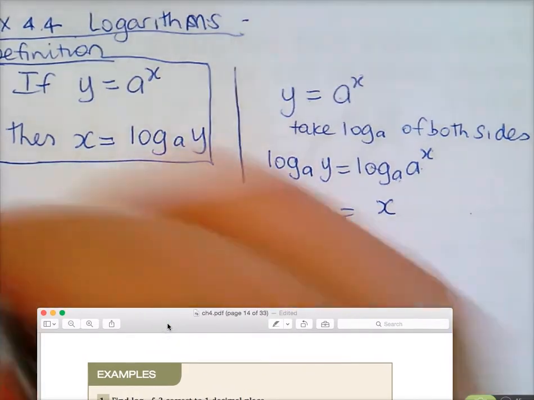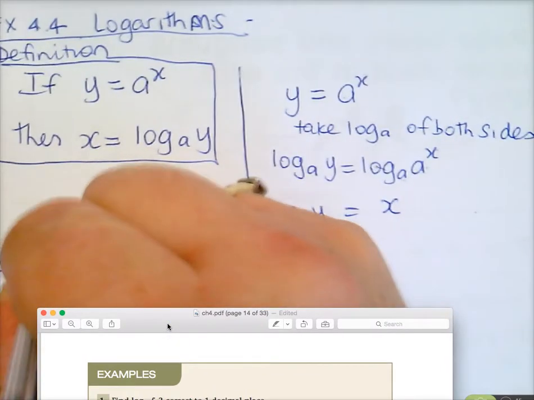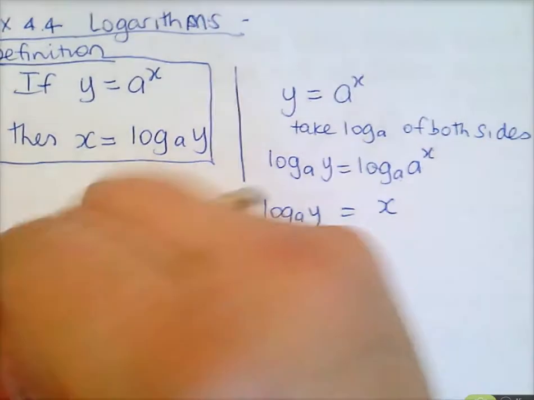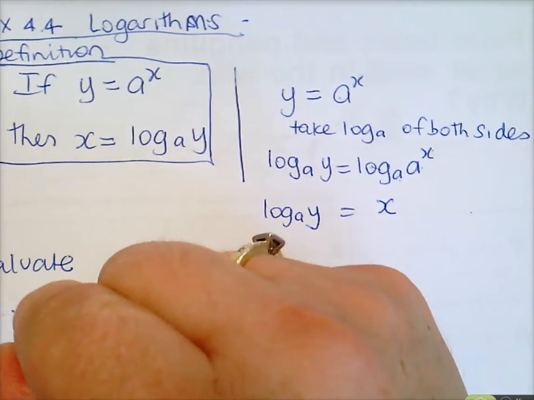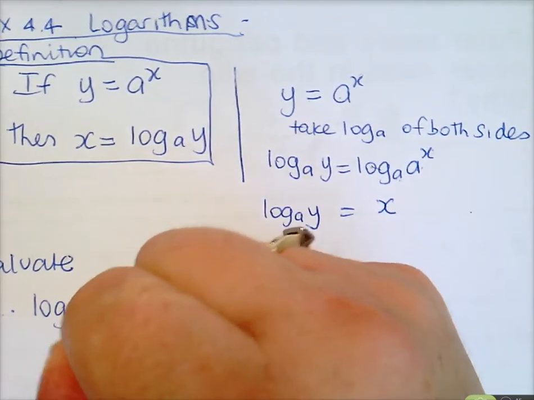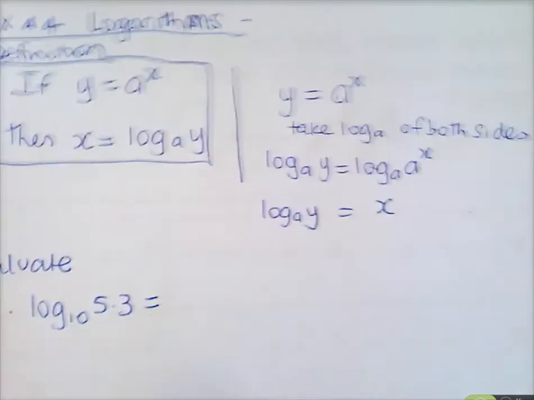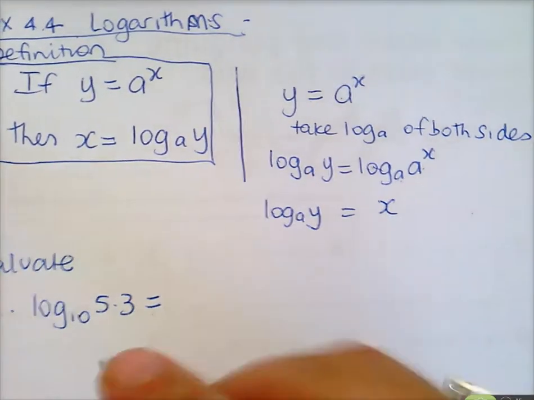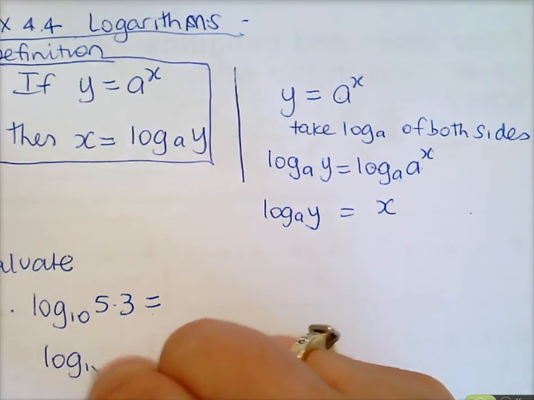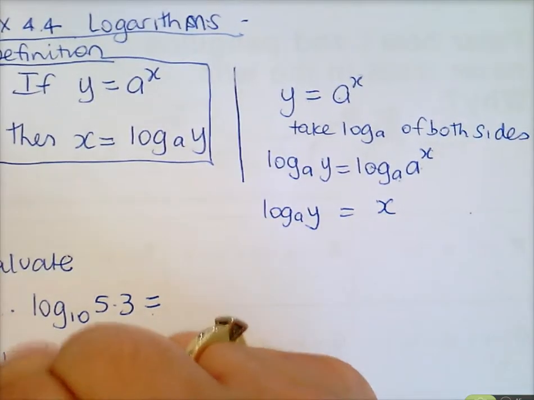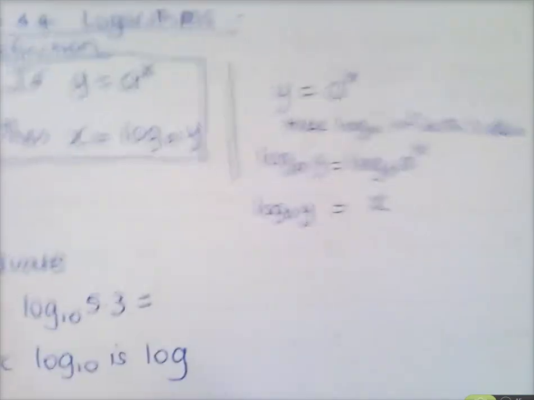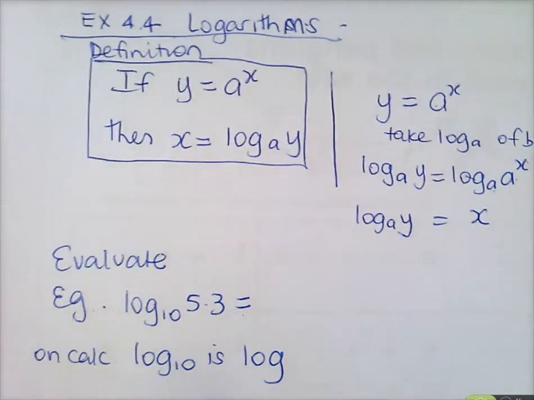Now, if I ask you to evaluate the following, you need your calculators. This is just an example. Evaluate or find log to the base 10 of 5.3. You're not going to use that method there, but on your calculator, log to the base 10 is the log key. On your calc, log to the base 10 is just the normal logarithm key.